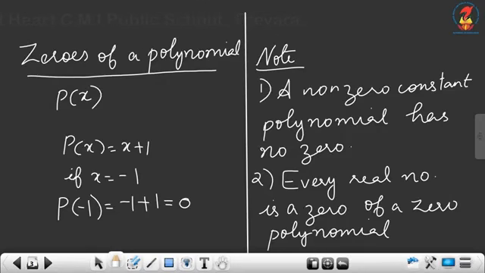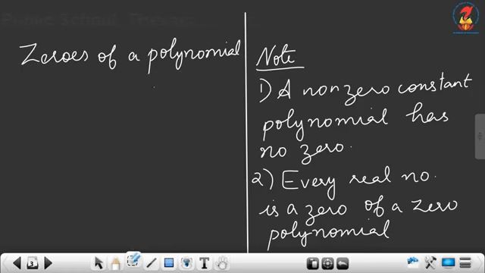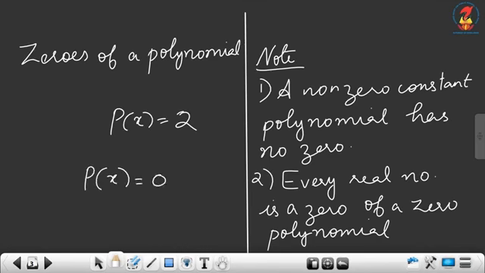A non-zero constant polynomial, that means if p of x is equal to 2, then it has no 0. Then every real number is a 0 of a 0 polynomial. If the polynomial p of x is equal to 0, then every real number is a 0 of this.